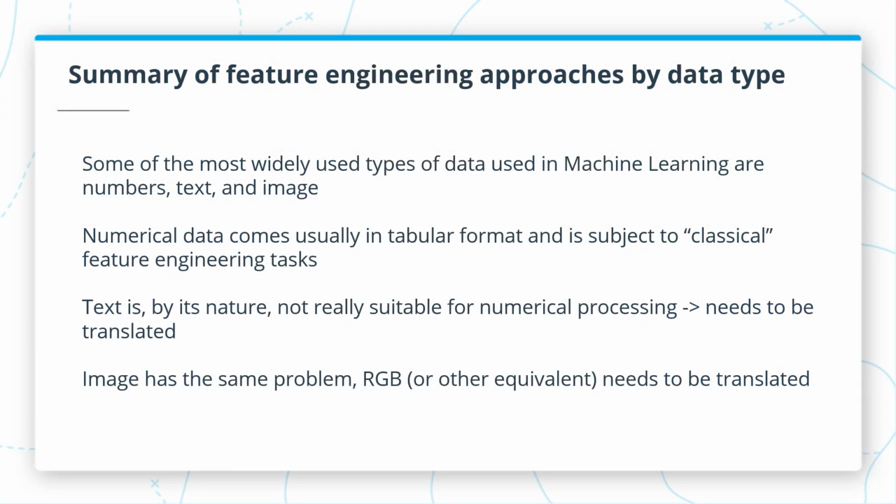Finally, image has pretty much the same problem as text. The RGB format, or any other equivalent format for that matter, is not really suitable for machine learning algorithms, so it needs to be translated. To help you understand this, think about an image in its simplest form as a matrix of tuples of three values: the red, the green, and the blue channel. So say you have a 500 by 400 pixel image, and each of those pixels contains the three values. So this means that you actually have 200,000 values times 3, which amounts to 600,000 numerical values, which is basically the numerical representation of your image.